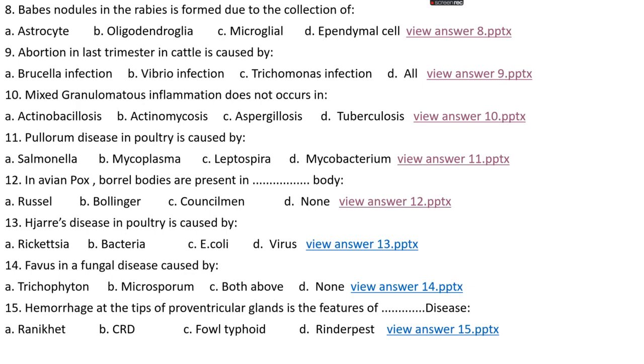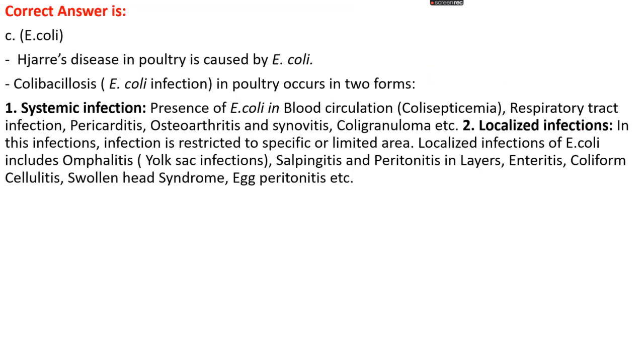Question number 13. Hjarre's disease in poultry is caused by option A, rickettsia, option B, bacteria, option C, E. coli, option D, virus. The right answer is that is E. coli. Hjarre's disease in poultry is mainly caused by E. coli infections. Colibacillosis, which is termed as E. coli infections in poultry, mainly occurs in two forms. That is systemic infections, and localized infections.